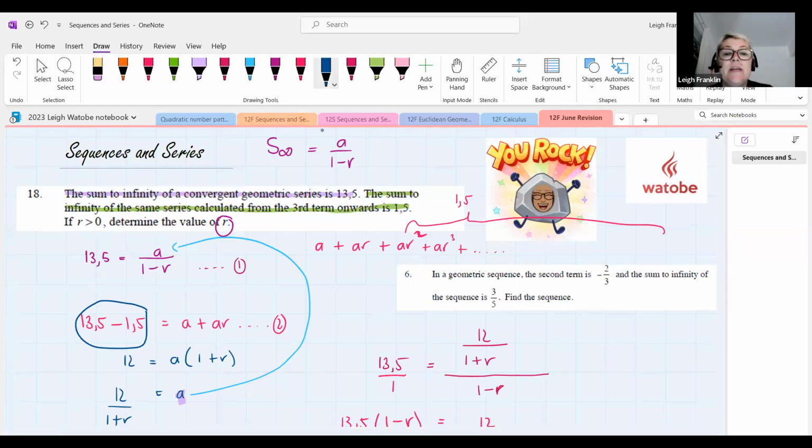The sum to infinity is 13.5. So here all the way to infinity is 13.5. Then the sum to infinity from the third term onwards. So the third term is AR squared, plus AR cubed would be the fourth term, et cetera. That has a value of 1.5. So the difference between these two has to be the sum of the first two terms. The sum to infinity is everything, and the sum from the third term onwards is 1.5. The difference between those two numbers has to be the sum of the first two terms.